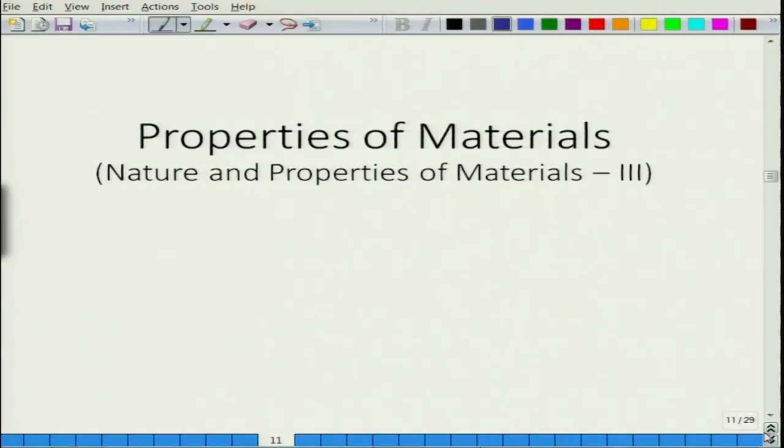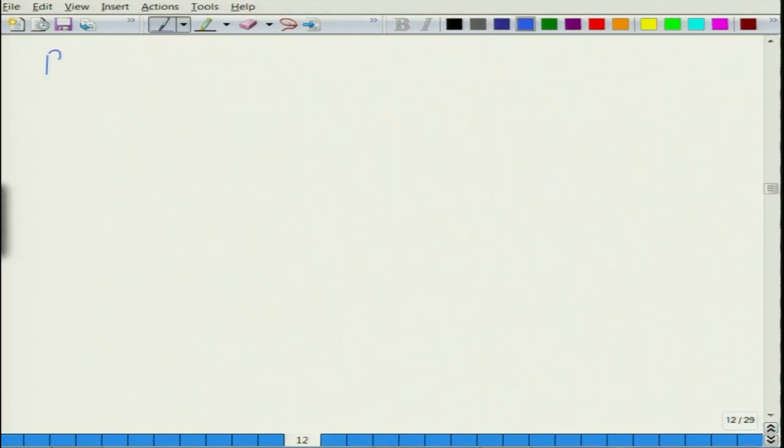So welcome again to the new lecture of this course, Properties of Materials. So let's just briefly recap what we did in the last lecture. In the last lecture, we looked at transformation of axes.